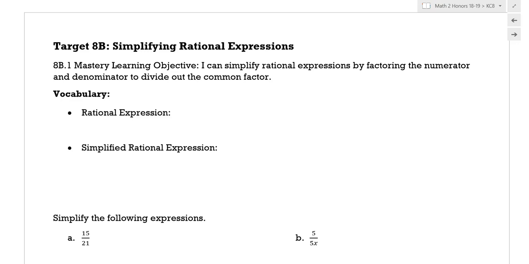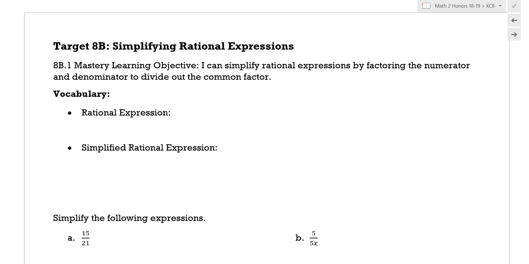Alright, so we are looking at KC8 now. Yes, we are starting with target B. So we're skipping A for now. We're going to come back to it later. It's because B and C go together the best, so I want those to go on the quiz together. So we're going to start with target B.